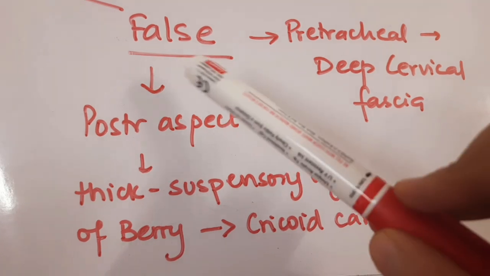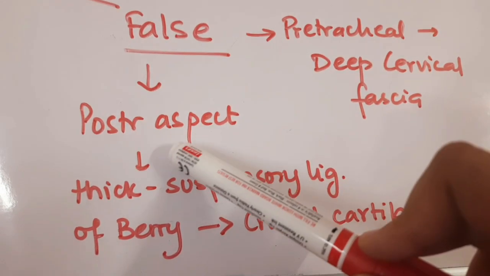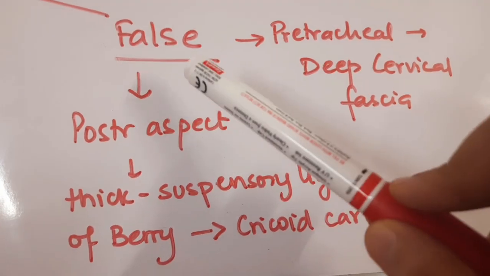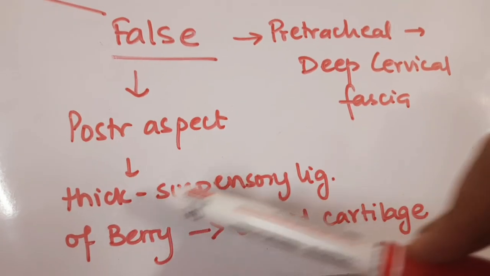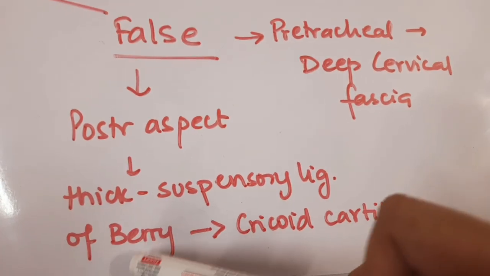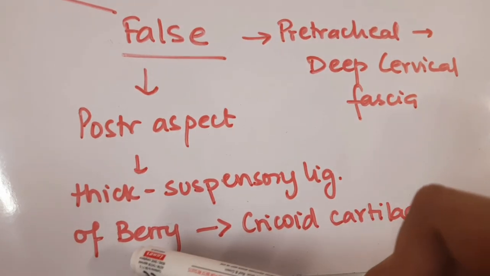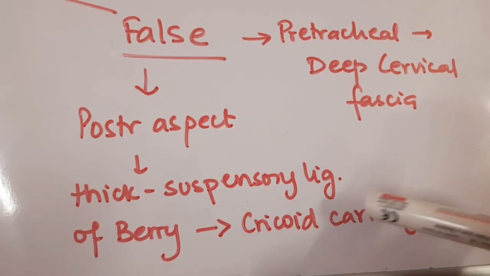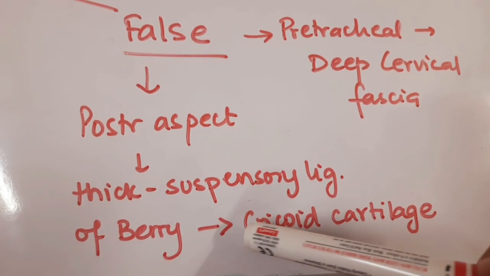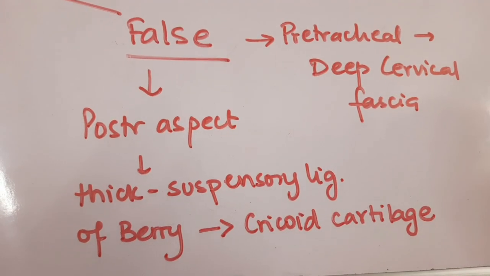Now one thing about the false capsule is that it is thick on the posterior aspect. So on the posterior aspect of the thyroid gland, the false capsule will be thick, and this thickening is called suspensory ligament of Berry. And it is this suspensory ligament of Berry that connects the thyroid gland to the cricoid cartilage. So the suspensory ligament of Berry is what connects the gland to the cricoid cartilage.